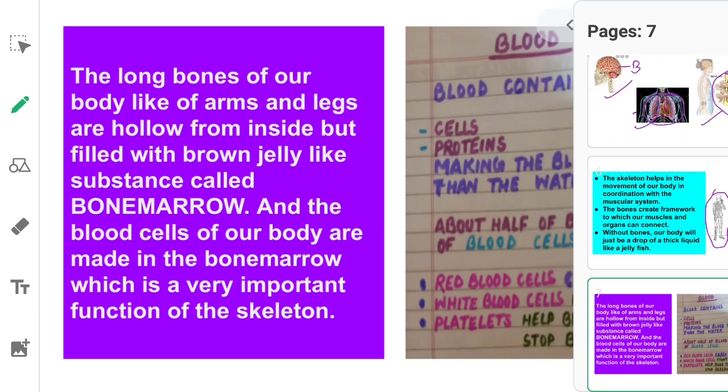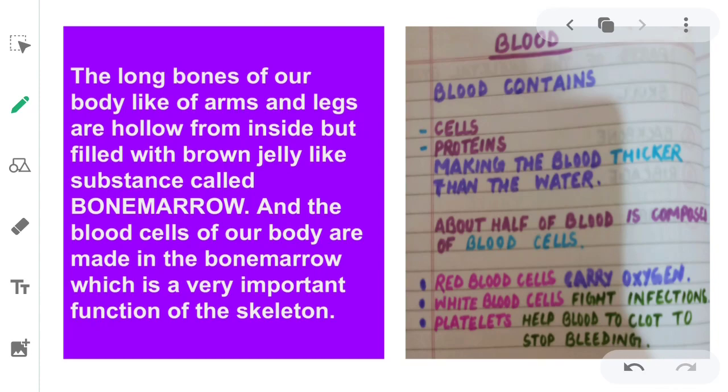Now the third point that we read about the functions of the skeleton. The long bones of our body, like of arms and legs. You have read about the limbs, the arms and the legs. The bones of these arms and legs are hollow from inside, means there is nothing inside these bones, but they are filled with a brown jelly-like substance. And this jelly-like substance is called bone marrow. What is it called? Bone marrow.